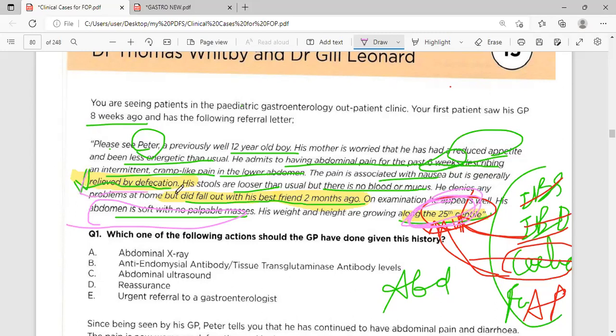Somebody else is also speaking. Can you tell your point again, please? I said he had normal stool. No, there is no blood or mucus in the stool. Yes, no blood or mucus in the stool, and it is relieved by defecation. So by diagnosis of exclusion, we can say that this is a case of functional abdominal pain. Do you guys agree?